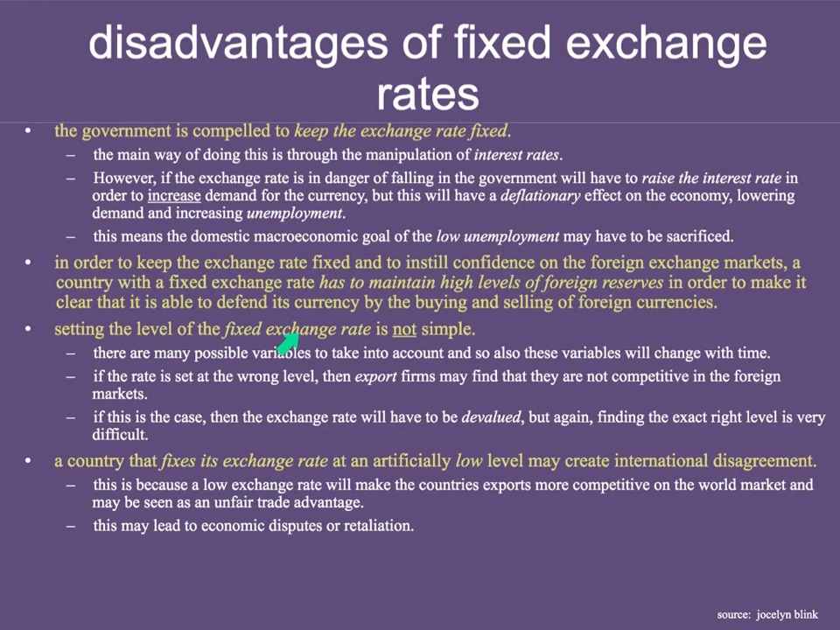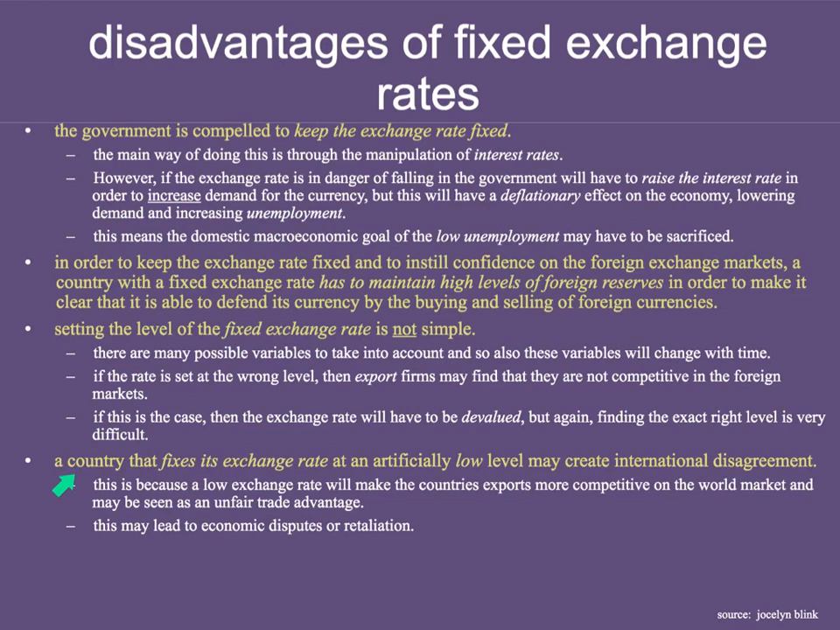Third, setting the level of the fixed exchange rate is not simple. There are many possible variables to take into account, and so the variables will change with time. If the rate is set at the wrong level, then export firms may find that they are not competitive in the foreign markets. In other words, it's better if the exchange rate is low, meaning that the Barbadian dollars are cheap. So if they set it incorrectly, that can affect the export market. If this is the case, then the exchange rate will have to be devalued again. Finding the exact right level is very difficult.